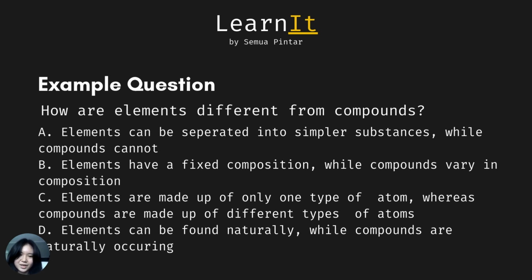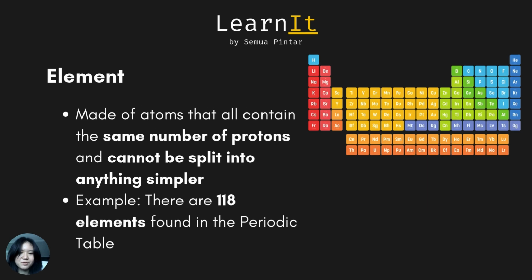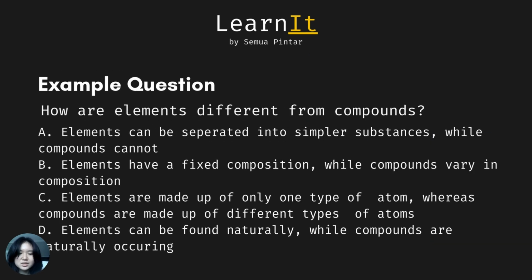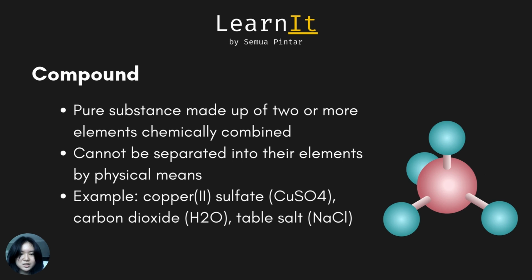For B, elements have a fixed composition while compounds vary in composition. Well, no, because both have a fixed composition, so B is also not the correct answer. C, yes, it is the correct answer because elements are made of only one type of atom, as you can see, because they have the same number of protons. It also says that compounds are made of different types of atoms. Well, yes, because they are made of two or more elements chemically combined, so they can be made of different types of atoms.